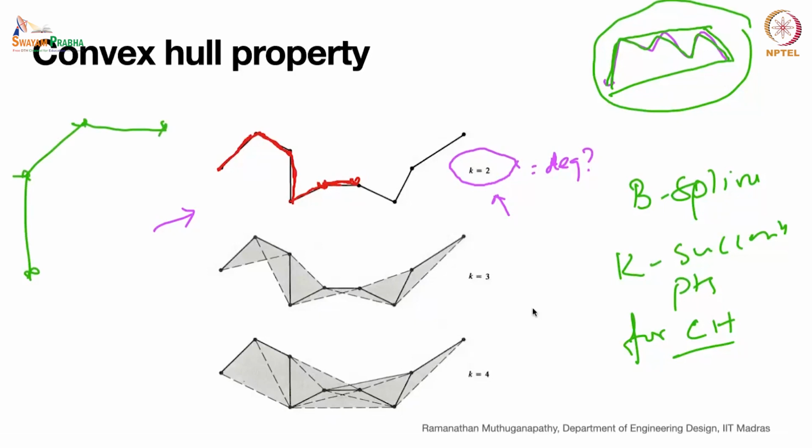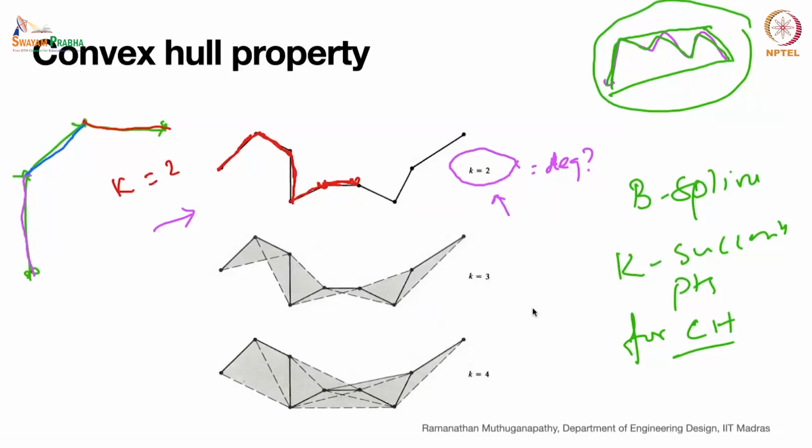One piece of the curve has to lie here, another piece of the curve has to lie between the next two, and then one more piece of the curve has to lie between the next two. This is the convex hull for these 2 points. That is what k equal to 2 means. So how will the curve look now? What will be the B-spline curve? It will just be tracking the polygon itself.